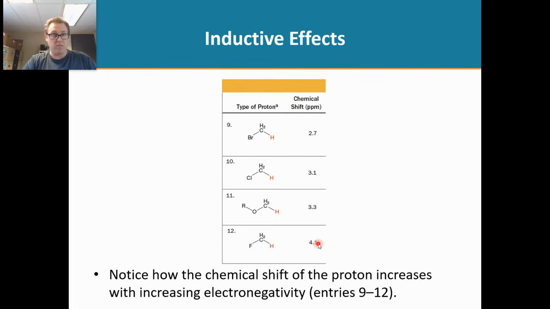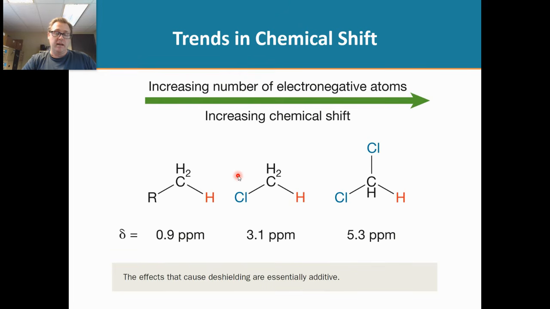So inductive effects: the more electronegative the atom, the greater the chemical shift for the protons that are nearby. Now we can also see in this example where our R group is alkyl, and we have our predicted chemical shift around 0.9 ppm. If we add a chlorine, we see that it's 3.1, but look at this. What if we have two chlorines attached? Then it is even further downfield.